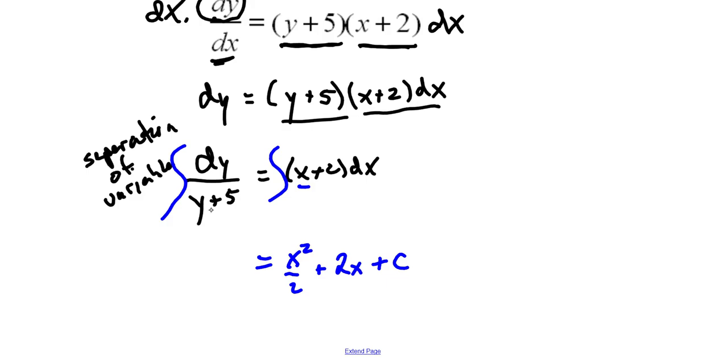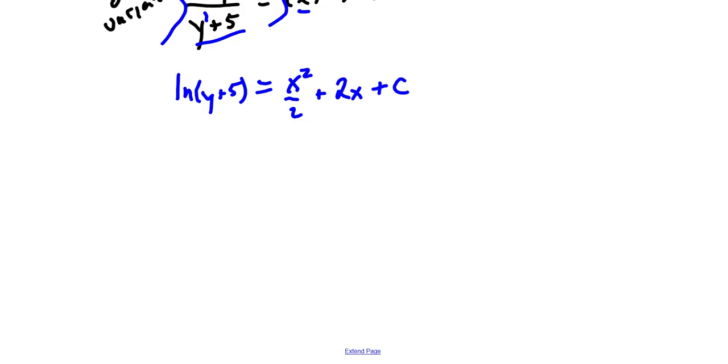But now we're going to integrate this side. Now, this side we can integrate. Notice that we have 1 over y plus 5. We could use substitution, but you may realize that this is an easy one to do. This is going to be a natural log because we have a power of 1 here. So this is going to be the natural log of y plus 5. If you're wondering why that is, I'm just going to show you real quick.